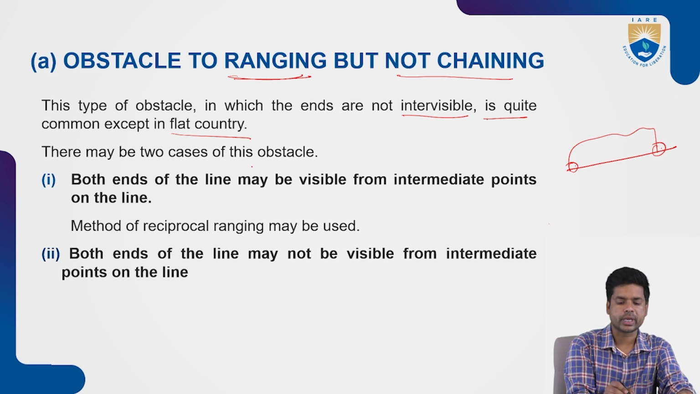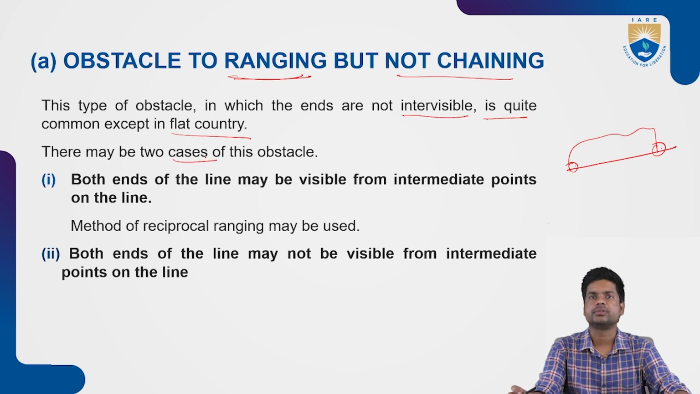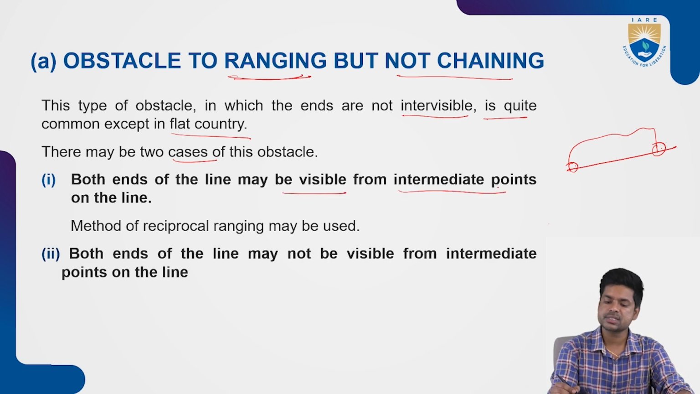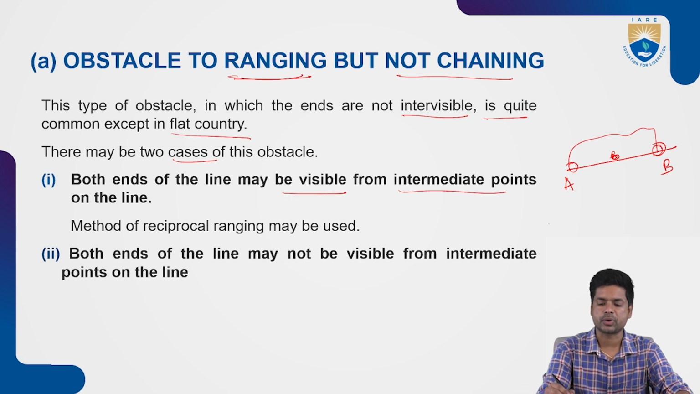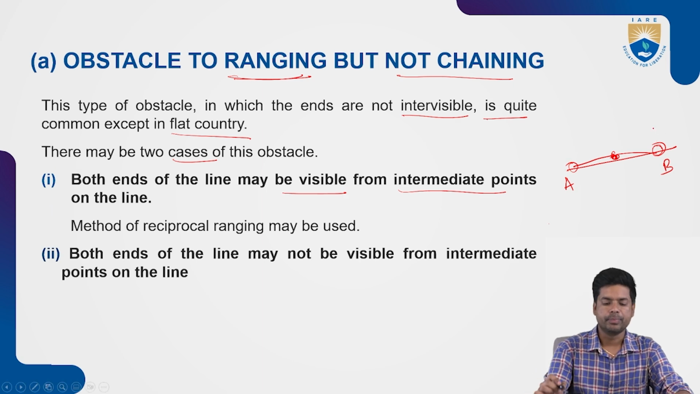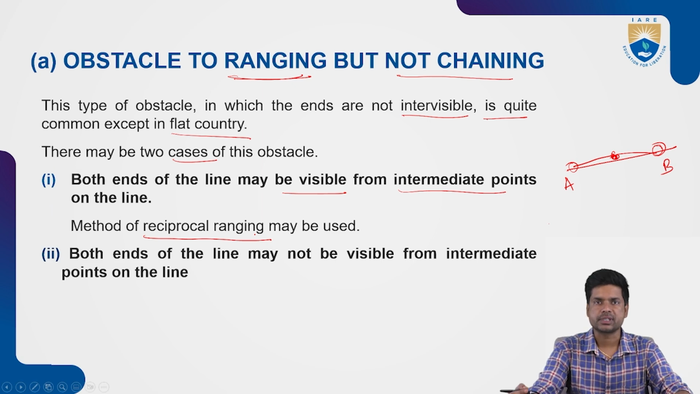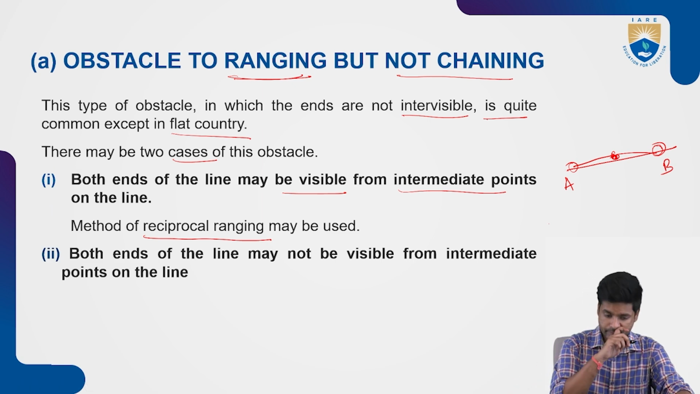Here again we have 2 cases. The first case is that both ends of the line may be visible from intermediate points. You cannot see the other point from the initial point A, but if you establish one intermediate point, from it you can see both A and B. This type of obstacle can be overcome by using reciprocal ranging. We have already discussed reciprocal ranging in the previous lecture, so just go through that. That is the first case.